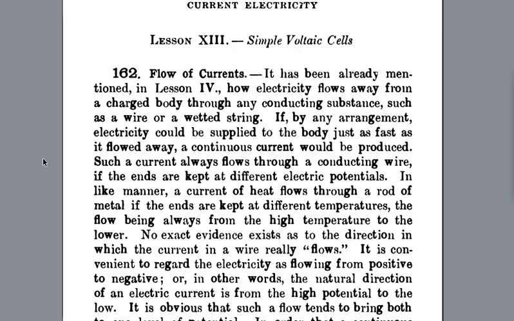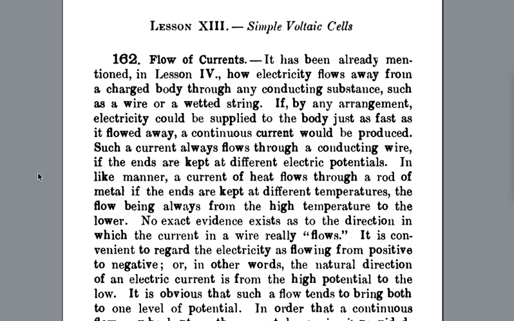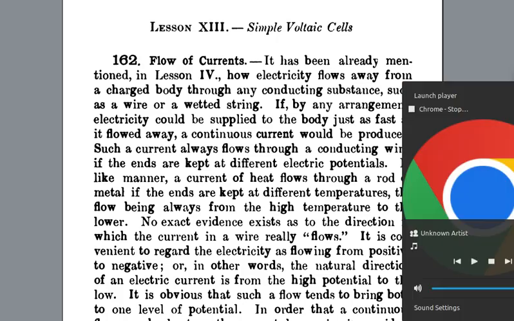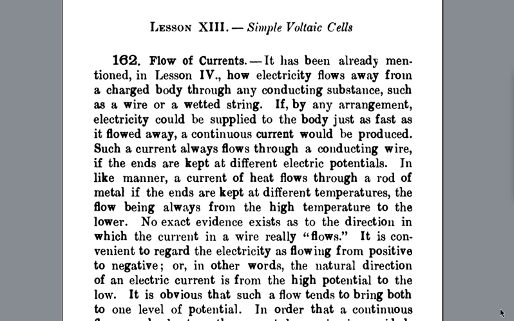162. Flow of currents. It has been already mentioned in Lesson 4 how electricity flows away from a charged body through any conducting substance, such as a wire or a wetted string. If, by any arrangement, electricity could be supplied to the body just as fast as it flowed away, a continuous current would be produced. Such a current always flows through a conducting wire if the ends are kept at different electric potentials. In like manner, a current of heat flows through a rod of metal if the ends are kept at different temperatures, the flow being always from the high temperature to the lower.